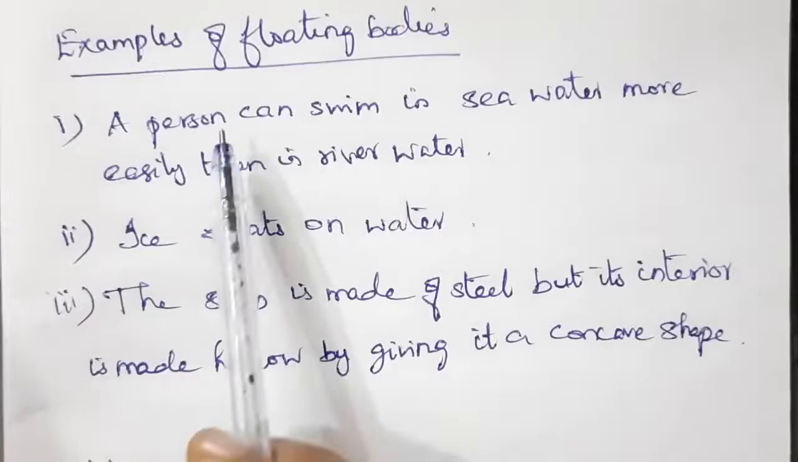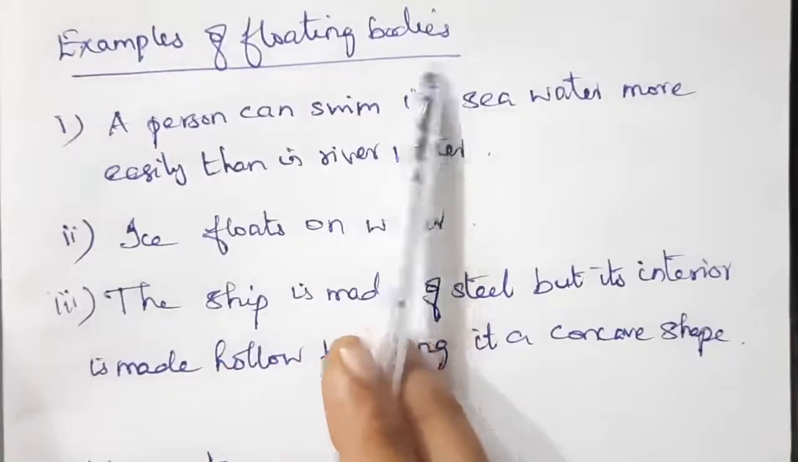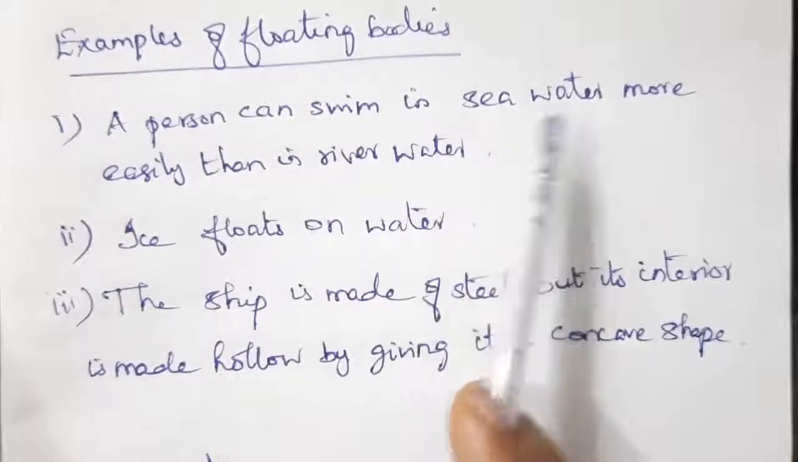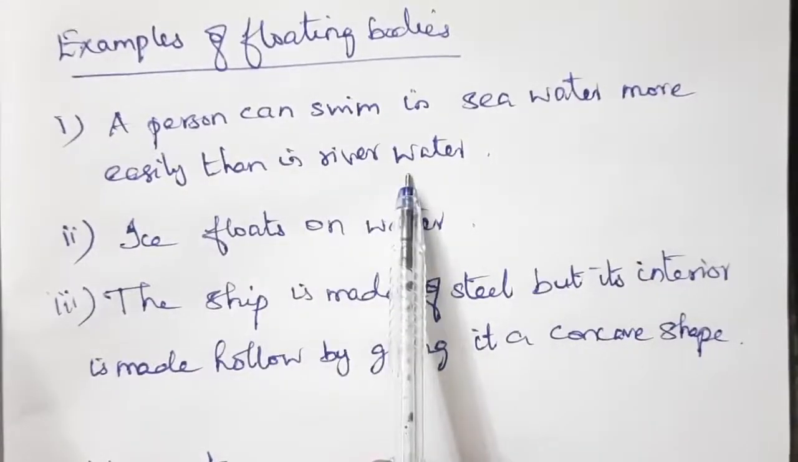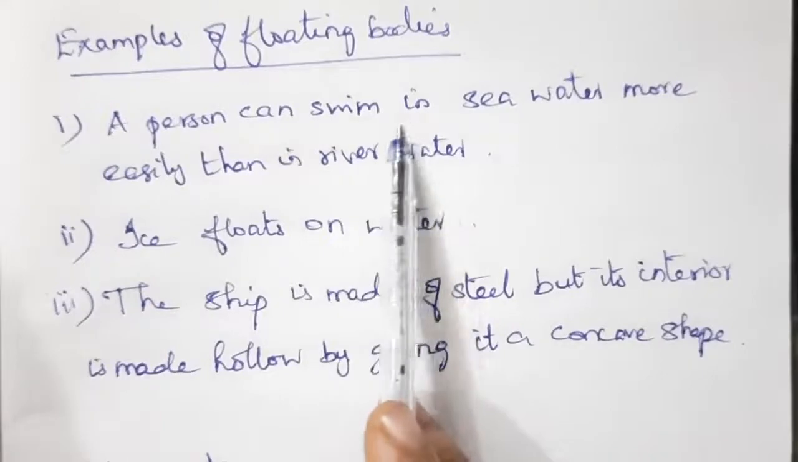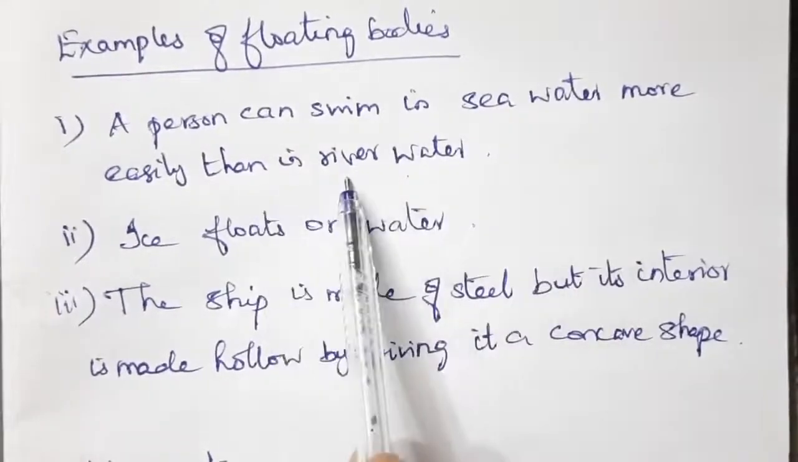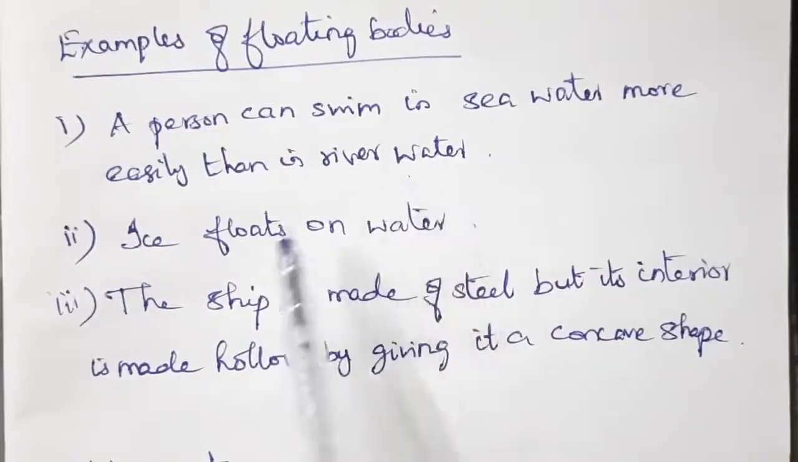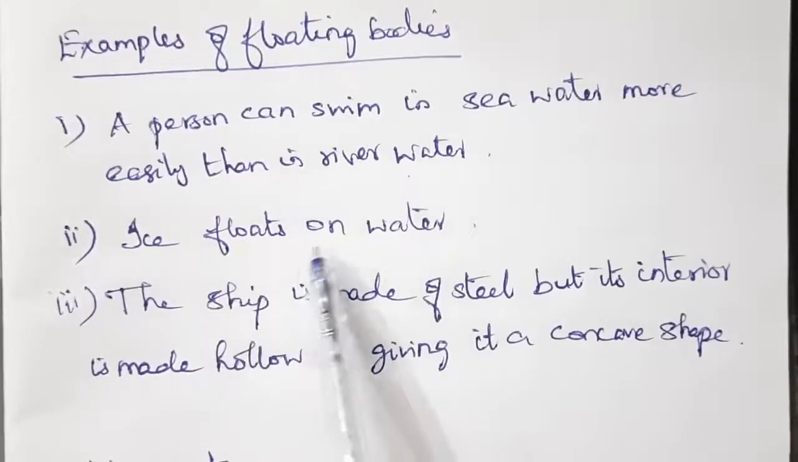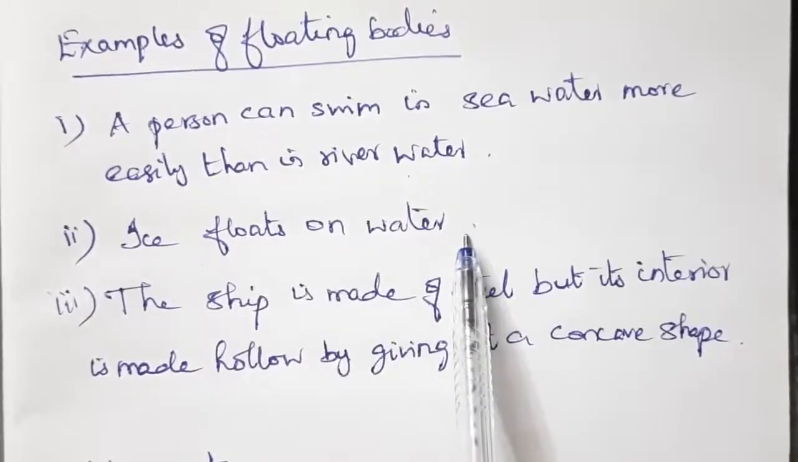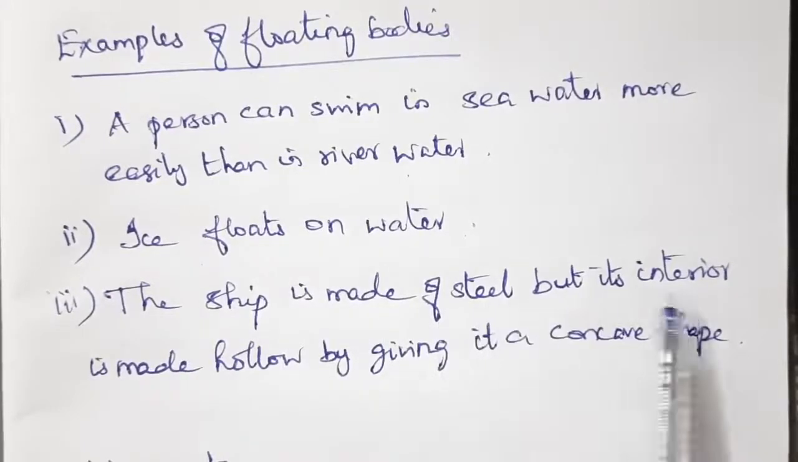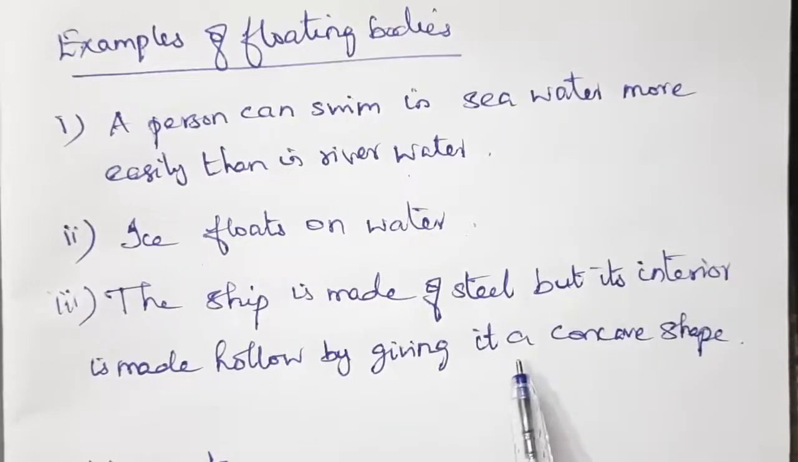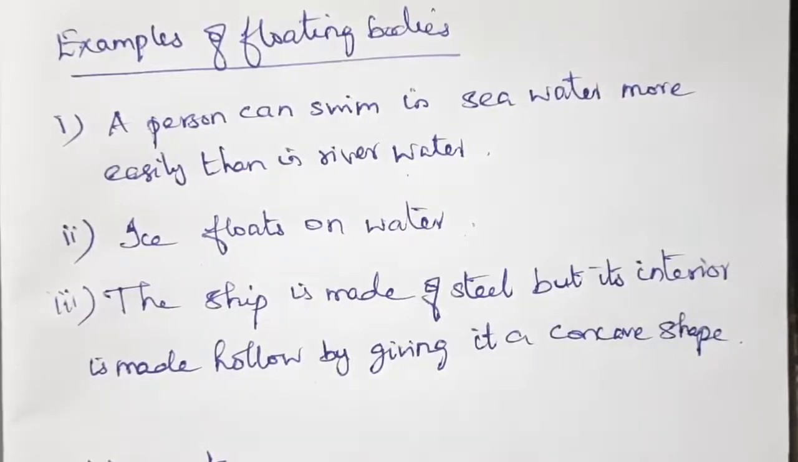Some examples are given. Examples of floating bodies. A person can swim in seawater more easily than in river water. Second example, ice floats on water. Third example, the ship is made of steel, but its interior is made hollow by giving it a concave shape.